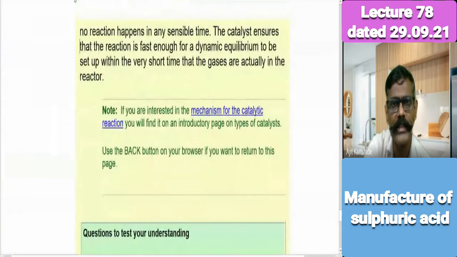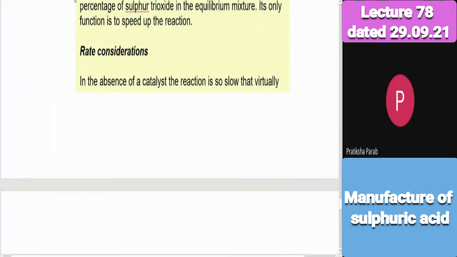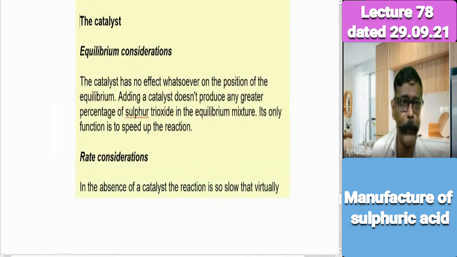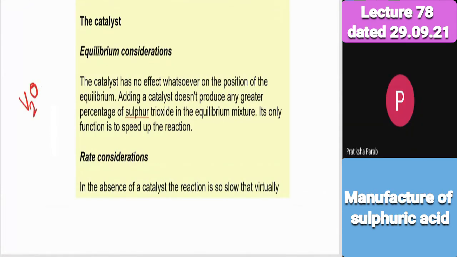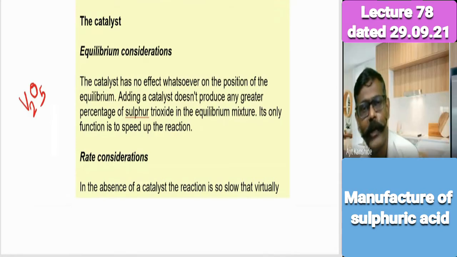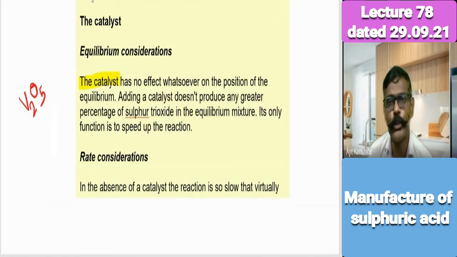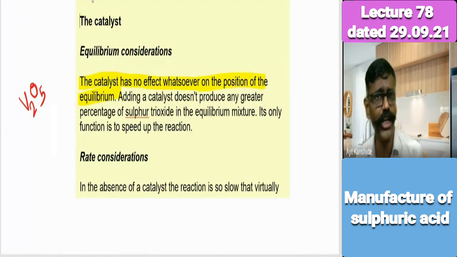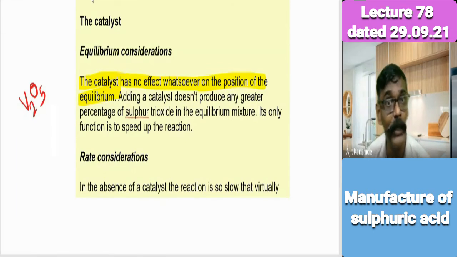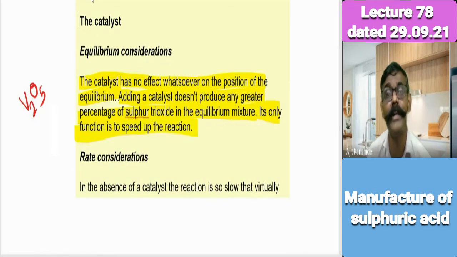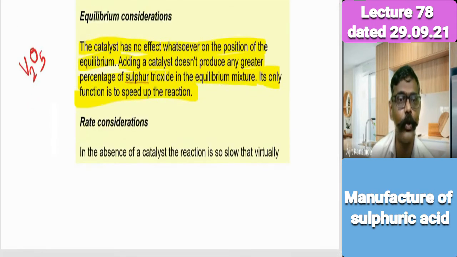Economic consideration. Now we have the last point, the catalyst. Answer my question: which catalyst is used in the contact process? Vanadium pentoxide, V2O5. The catalyst has no effect whatsoever on the position of the equilibrium. This catalyst doesn't affect the position of equilibrium, but it helps the reaction. Adding a catalyst doesn't produce any greater percentage of sulfur trioxide in the equilibrium mixture. Its only function is to speed up the reaction. Its role is to bring reactants close to each other effectively.